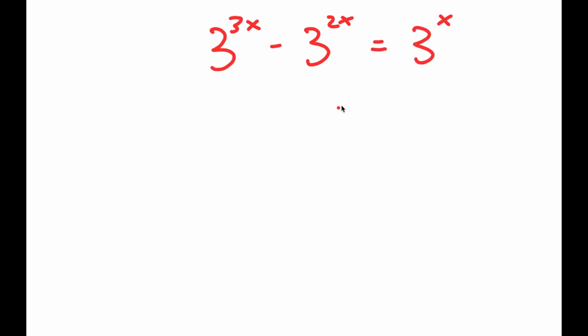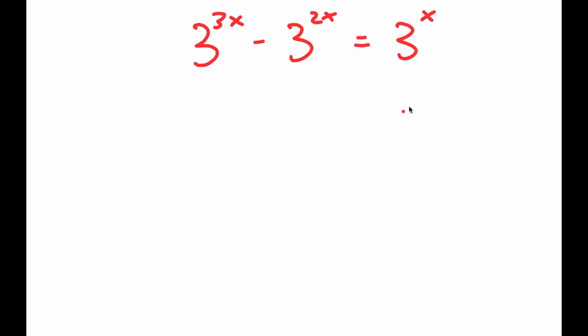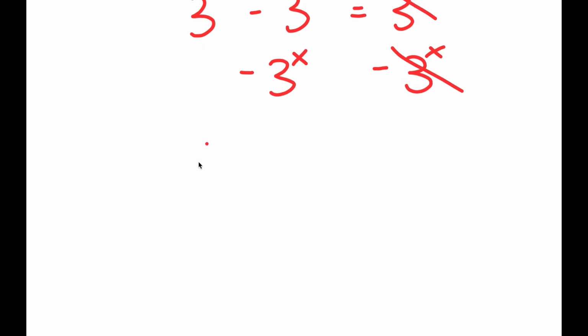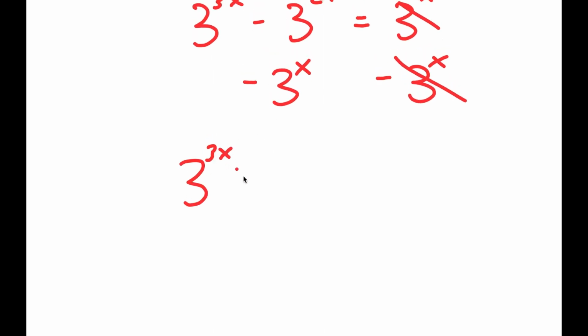Alright, so in this video, I'm going to solve the equation 3 to the power of 3x minus 3 to the power of 2x is equal to 3 to the power of x. So to solve this, I'm going to first start by subtracting 3 to the power of x on both sides. So these two cancel out, and now I get 3 to the power of 3x minus 3 to the power of 2x minus 3 to the power of x is equal to 0.